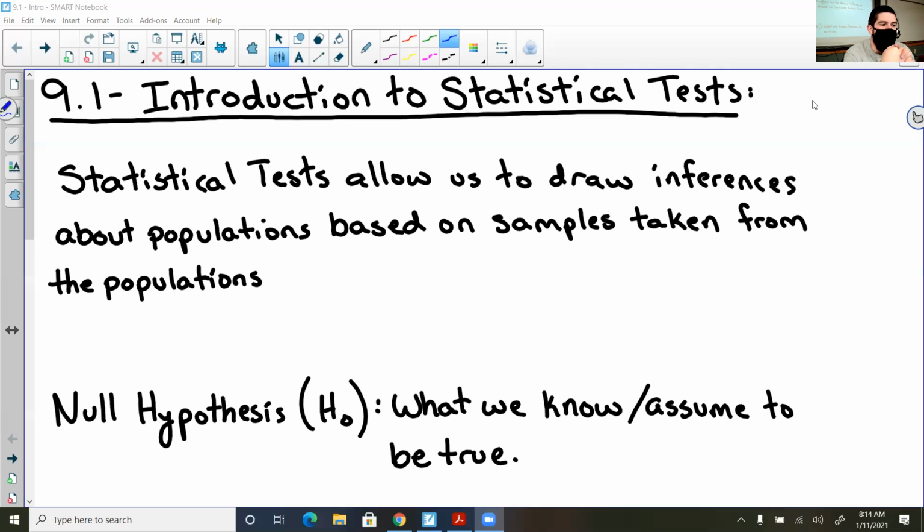So first, statistical tests allow us to draw inferences about populations based on samples taken from those populations. So we do not know what the definitive parameter is for a population, but based off of our samples from that population, we can start to make some inferences about what may be going on or what we think might be going on.